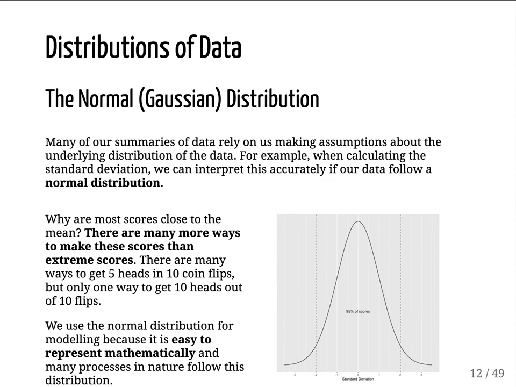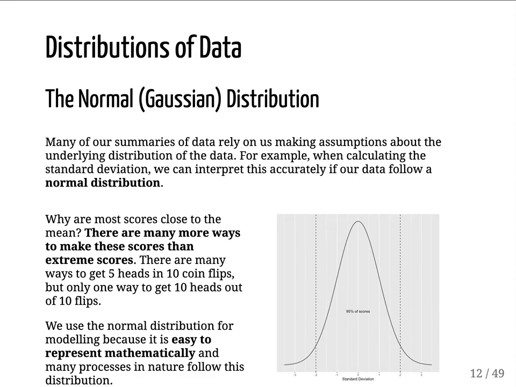Now, why is this really common in nature? You might be wondering, how do you even get a normal distribution? Why do people use this for summarizing data? Well, it's simply the case that a normal distribution tends to occur quite often when we have random measurements of things, because there's more ways to produce small differences between things than there are large differences between things.